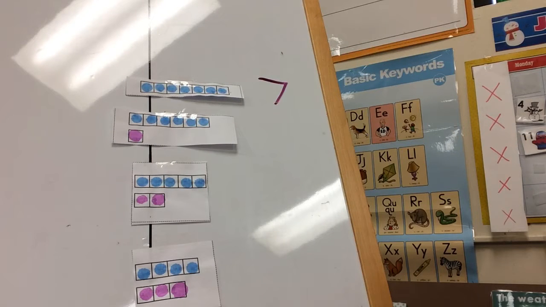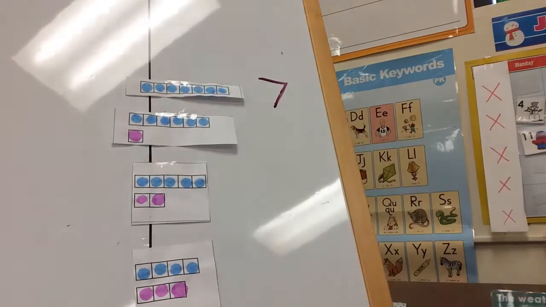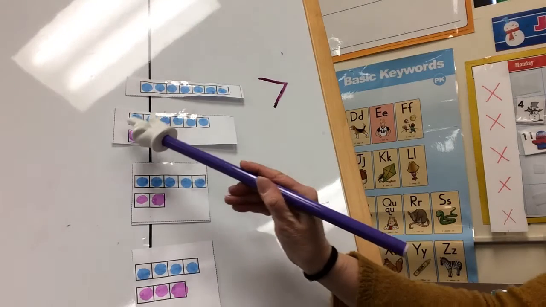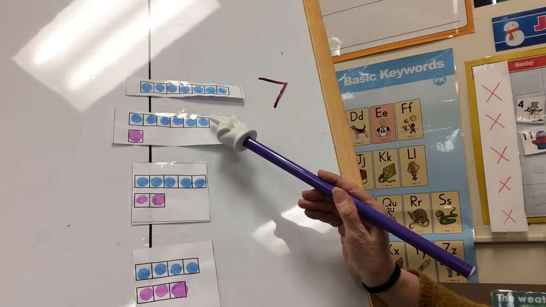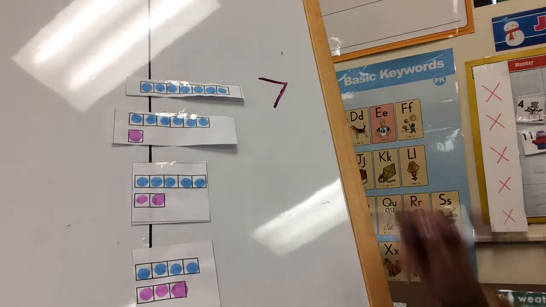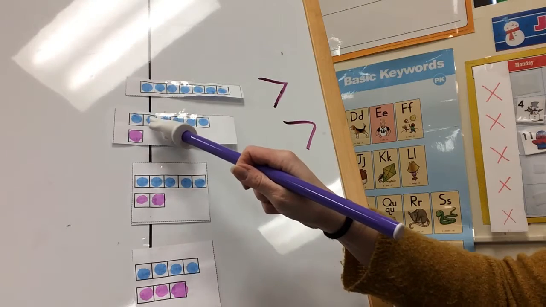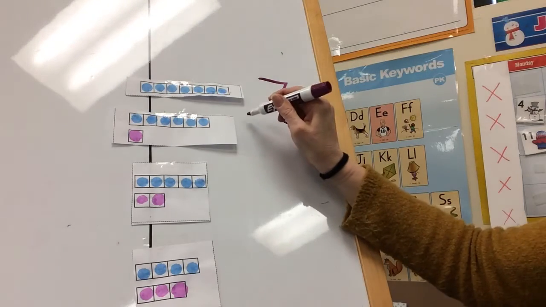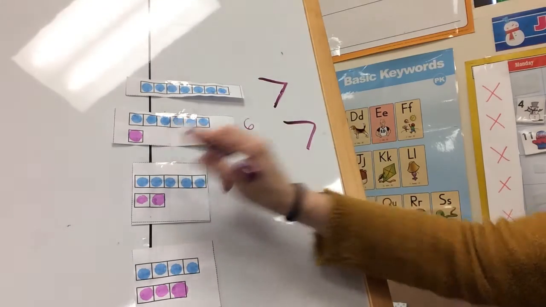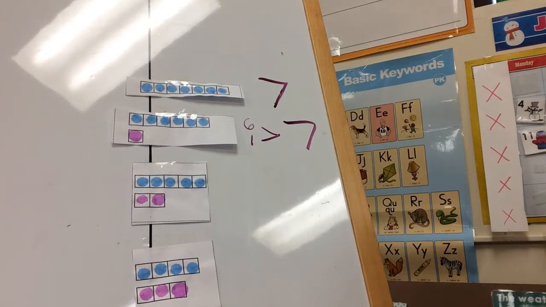Let's try this group. Now there's different colors. This group has some different colors, but we're going to count them all together, okay? 1, 2, 3, 4, 5, 6, 7. We have 7 again. How many blues were there in this group? 1, 2, 3, 4, 5, 6. Yes, there are 6 blues. And how many of the purples? 1, and those make 7 altogether.